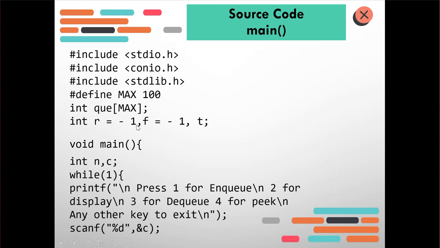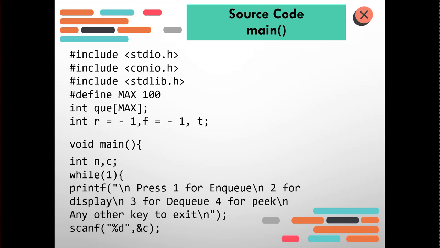Similarly, we have declared R and F as rear and front pointers and initialized both of them to -1 as discussed already, and T would be a temporary variable which you would be seeing in the coming slides. So in main, you are basically presenting a menu to the user to press 1 if they wish to do enqueue or insertion, and 2 for display, 3 for dequeue, and 4 for peek.